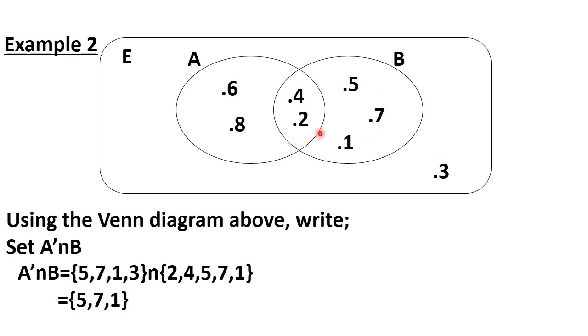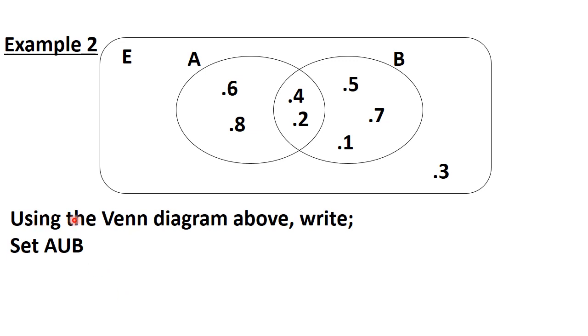And we also list elements in B. So in B, it's 2, 4, 5, 7, 1. Then we ask ourselves, what elements are common to both sets? And you can see it's 5, 7, and 1, because 5, 7, and 1 is also in B. So this is our answer.